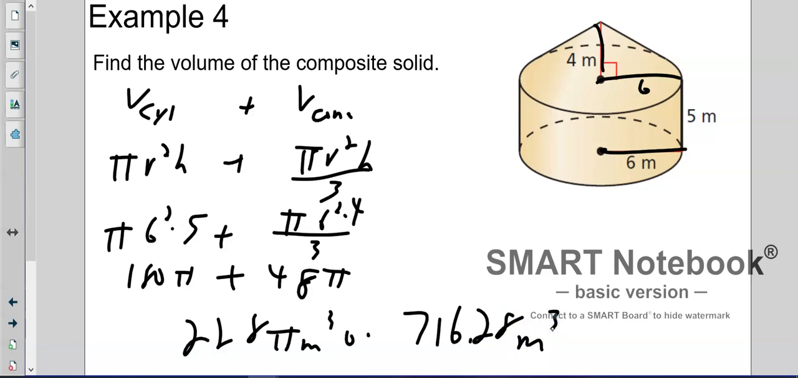Again, I don't care if you round to the nearest tenth or hundredths. If the instructions don't tell you, just round it to one. Just do it correctly. That's it.